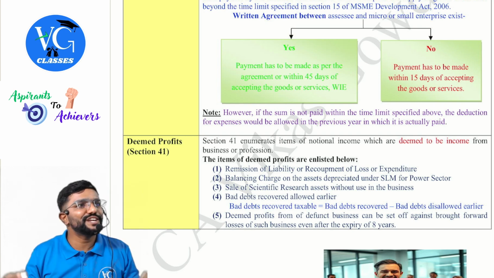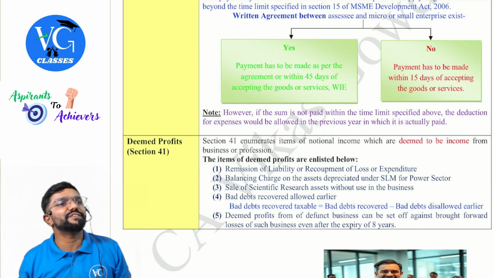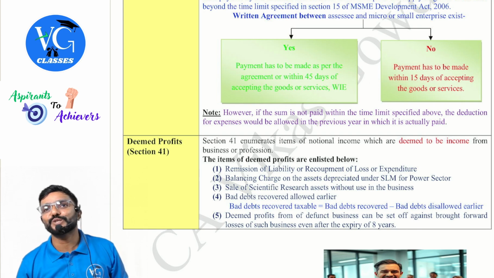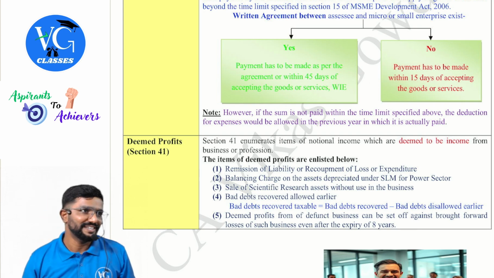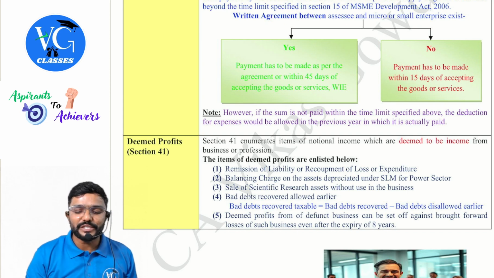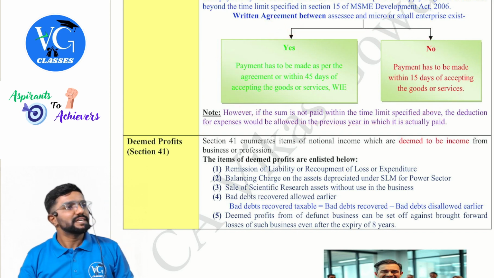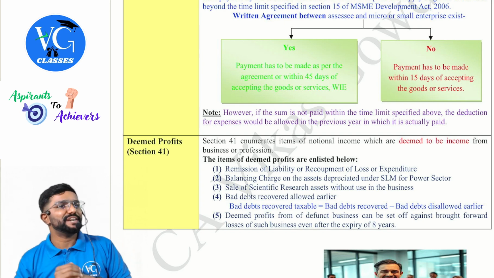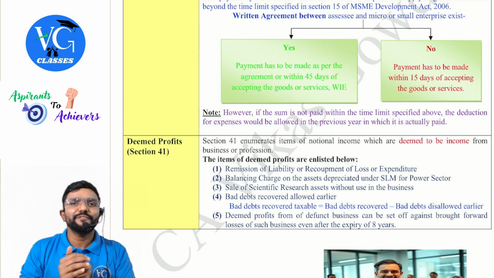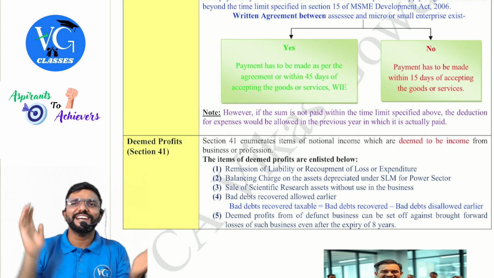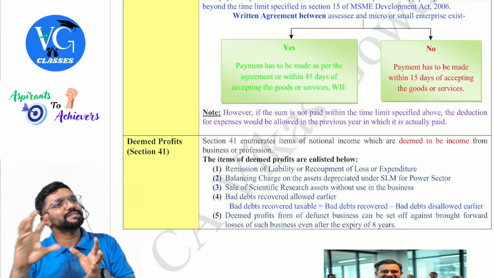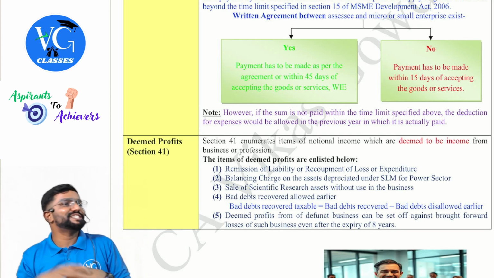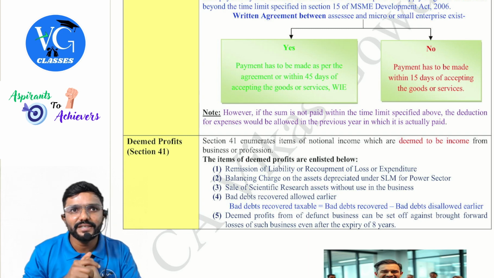Next, sir, what if there is no agreement? Payment has to be made within 15 days of accepting the goods or services. Sir, what if payment is not made within these due dates? Disallowed now. It will be allowed when payment is actually made. If it is made in the current year, claim it in the current year only. If payment is made in the next year, claim it in the next year.